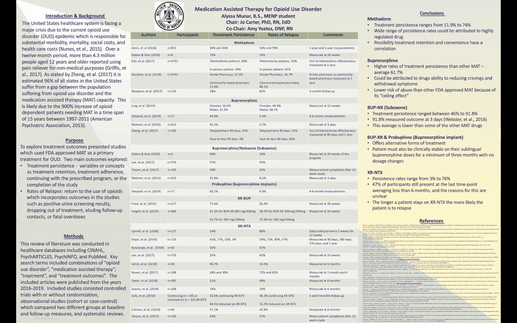I'm going to briefly describe the 3 forms of FDA-approved MAT that were explored throughout this literature review, and they are buprenorphine, methadone, and naltrexone. And buprenorphine is a partial agonist, and it acts as a substitute in the brain for the opioids to block these cravings and withdrawal without the actual euphoric effects of opioids.